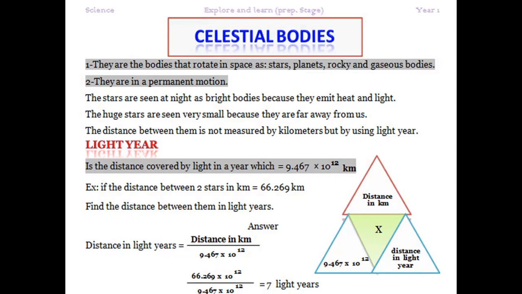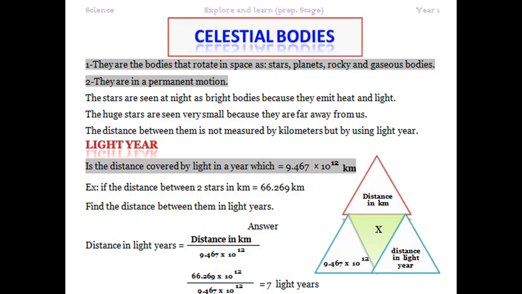The distance between the stars is not measured by the kilometer, but it can be measured by light year. So the light year can be used to measure the distance covered by light in 1 year. To measure the distance between stars in space, it is the distance covered by light in 1 year, and it equals 9.467 by 10 to the power of 12 kilometer. The light year is the distance covered by light in 1 year, which equals 9.467 by 10 to the power of 12 kilometer.